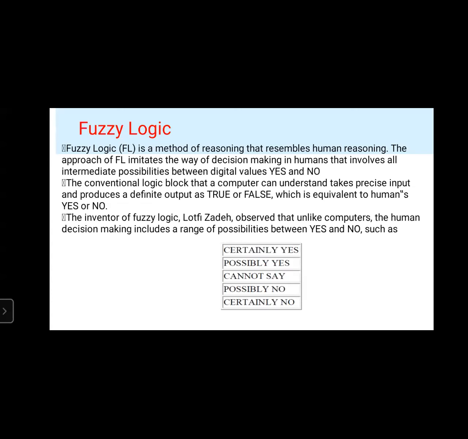That means it is going to tell us the answer as yes or no. The digital value yes or no is the thing we are going to get. That is how a particular human being takes a decision while doing something. When a human being wants to do something, he's going to take a decision whether this is to be done or that is to be done. In the same way, fuzzy logic also imitates the way of decision making in humans.